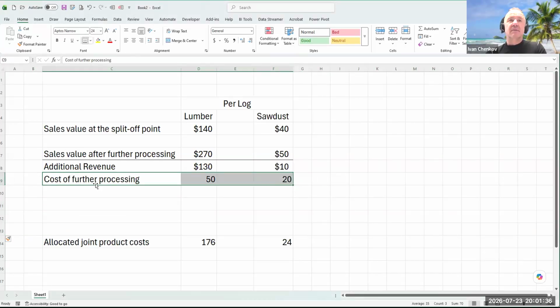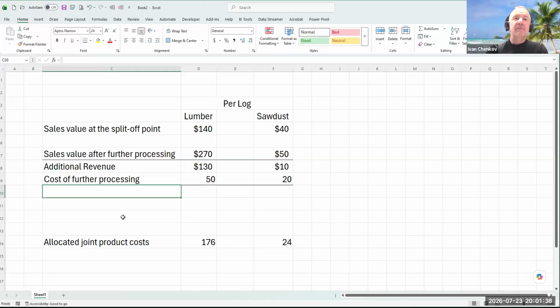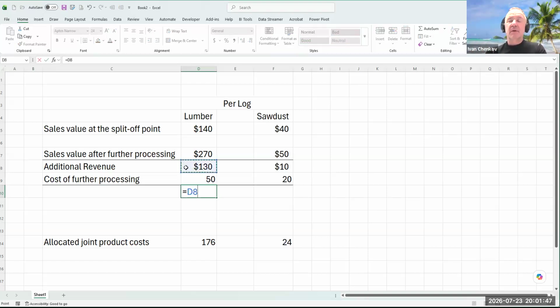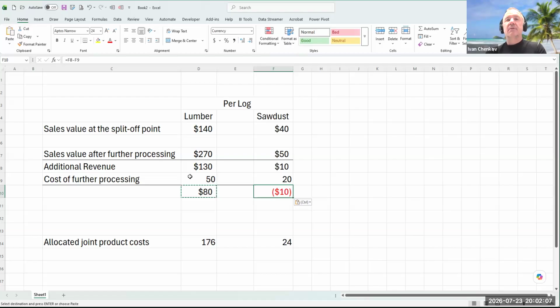So if that cost is irrelevant, let's see what happens if we decide to go with the lumber and process it further. We're going to generate extra $80 per log. That's 130 minus 50. We're going to generate extra 80. If we do it with the sawdust, we're going to generate negative $10. So right now we can have a clear picture of what we should do.